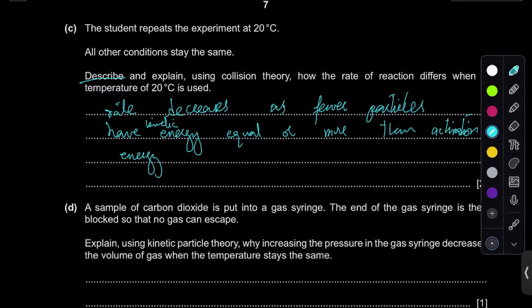Take care. And this doesn't tell us the effect of temperature right away. So I should write: as kinetic energy decreases, fewer particles have enough kinetic energy. Yeah, that makes sense. So less frequent successful collisions. That's a term that we should use in this question.